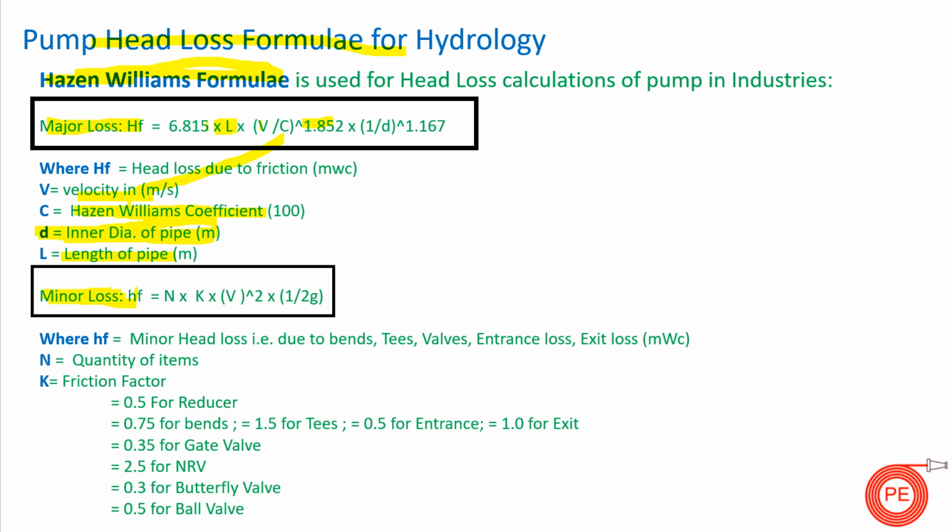So next is minor losses. What are the minor losses? N is the number of fittings, basically the number of items that will be present in my line, that is the quantity of fittings. K is the friction factor, and the value of K as per Hazen-Williams varies: 0.5 for reducers, 0.75 for bends, 0.35 for gate valves, 2.5 for NRV. So it changes from system to system. The formula is N × K × V² / 2g, where V is again velocity and g is our acceleration due to gravity.